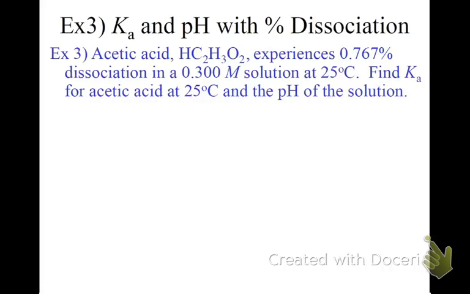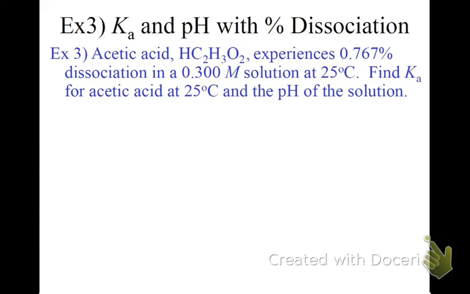Percent dissociation is just another way of referring to weak acids and how they ionize. With a weak acid or a weak base, when we look at the percent ionization, like we have in this one, the percent ionization is 0.767%. That means 0.767% of our acetic acid, the HC2H3O2, is dissociating. So when it breaks apart, 0.767% of it will be the ions.